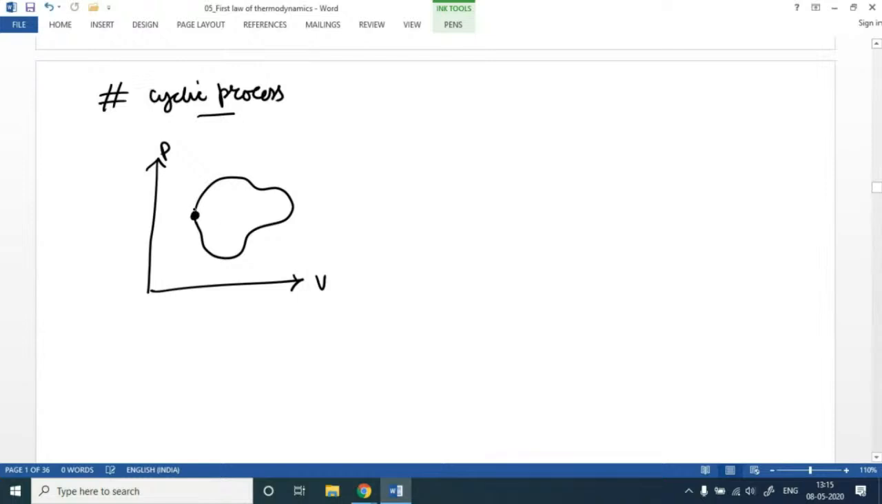Let's say this is the initial state and we have some thermodynamic change, but the final state is still the same. Initial and final state are still the same over here. So that is an example of a cyclic process. And you should realize, first of all, since initial and final state are the same, delta U is going to be equal to 0.